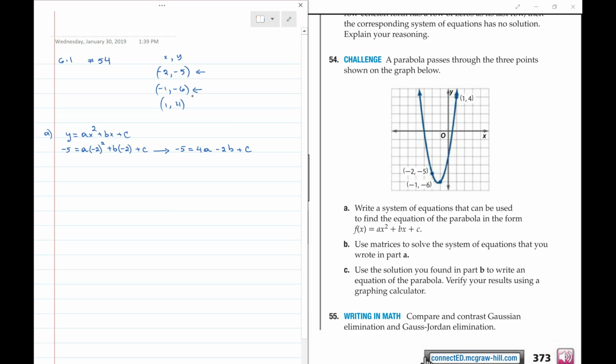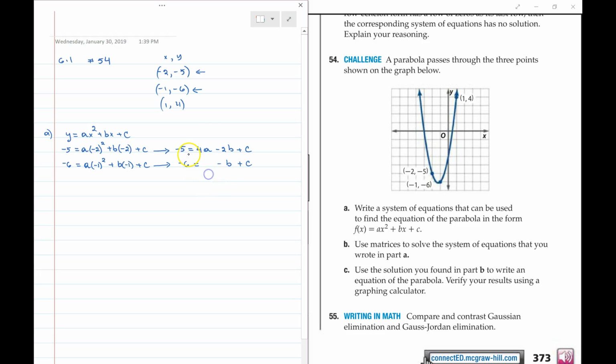No, it's x squared. So it's a times negative 2 squared. So now I'm going to do the same thing, but for negative 1 and negative 6. So y is negative 6 equal to a times negative 1 squared plus b times negative 1 plus c. When I simplify that, I get negative 6 equals a minus b plus c. Ooh, positive a. Okay.